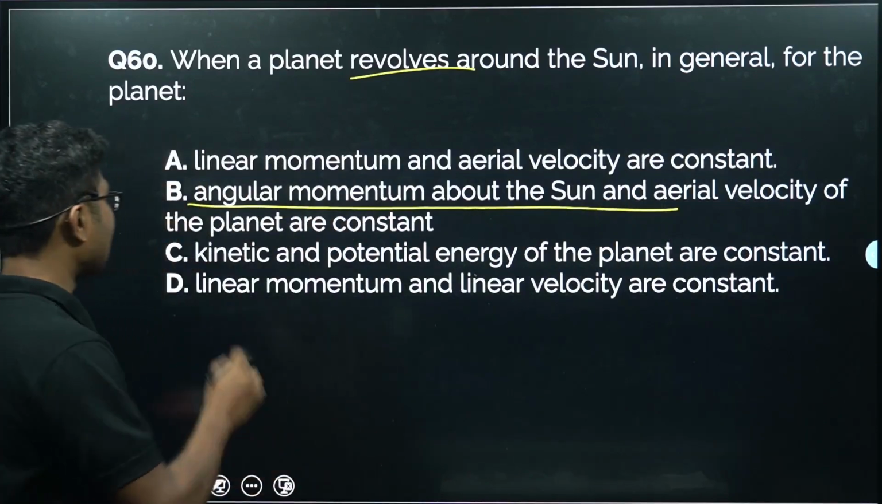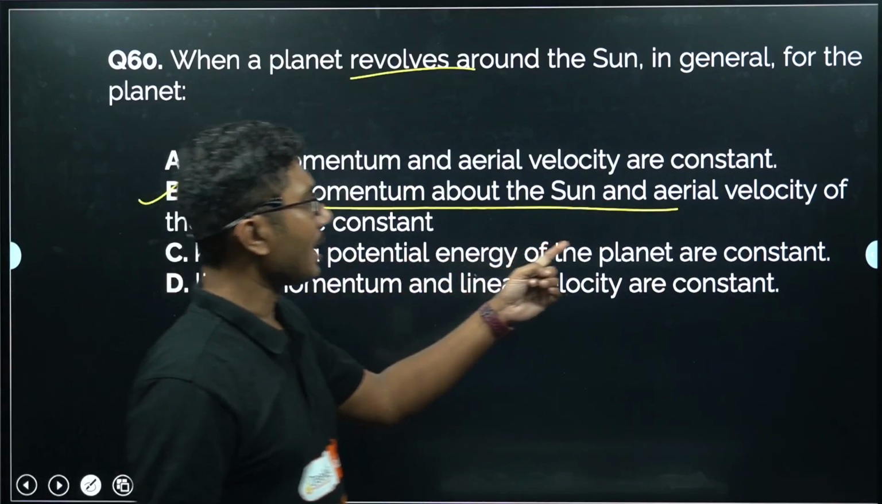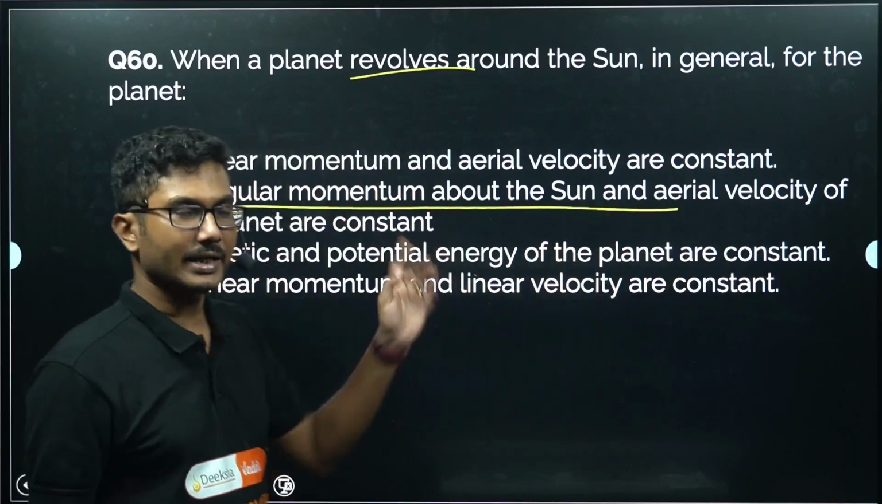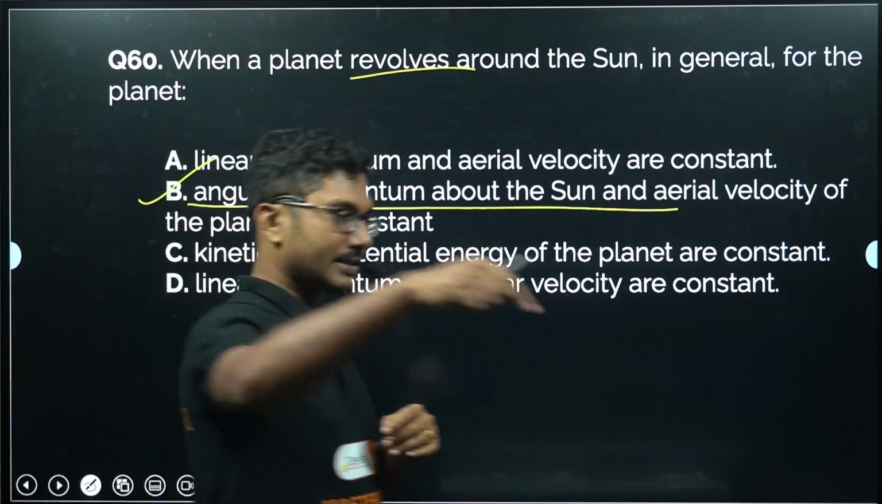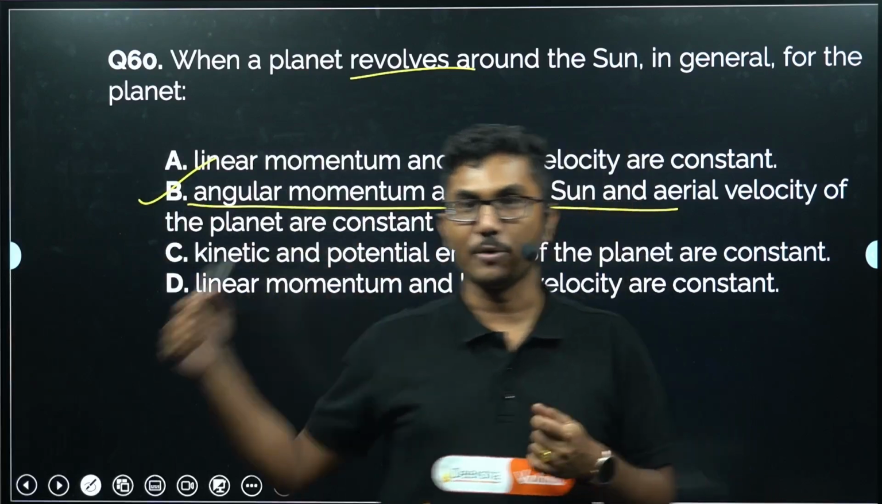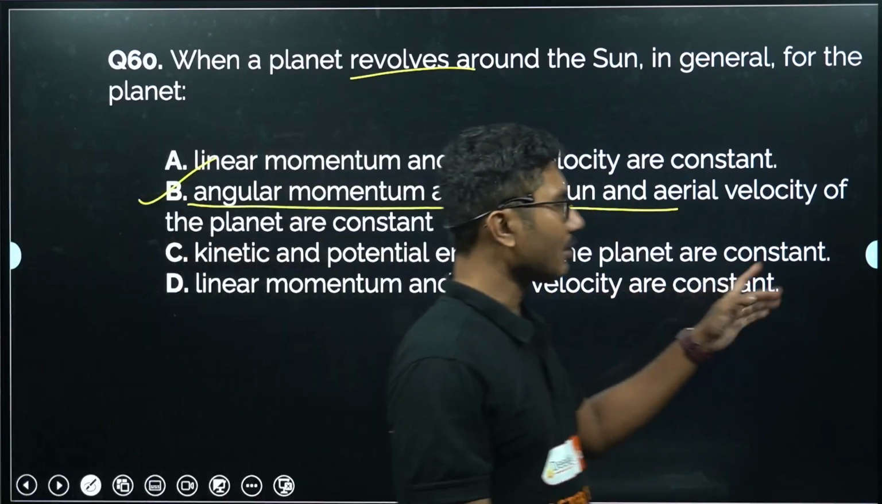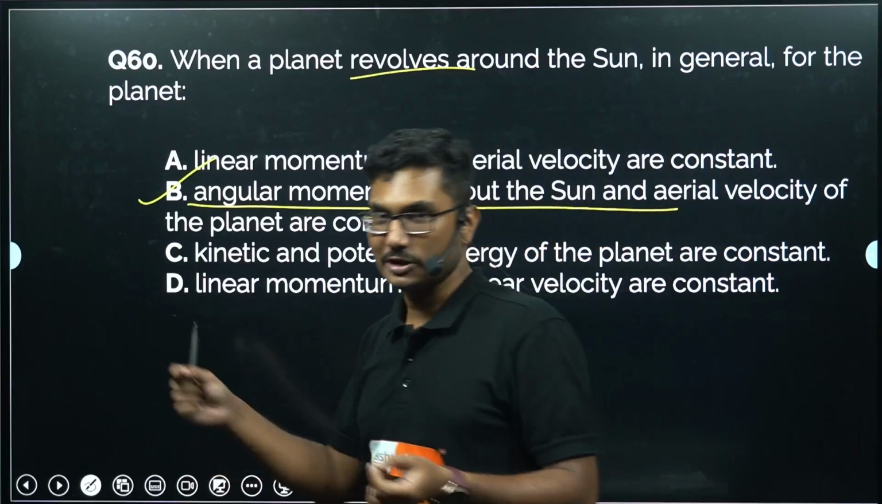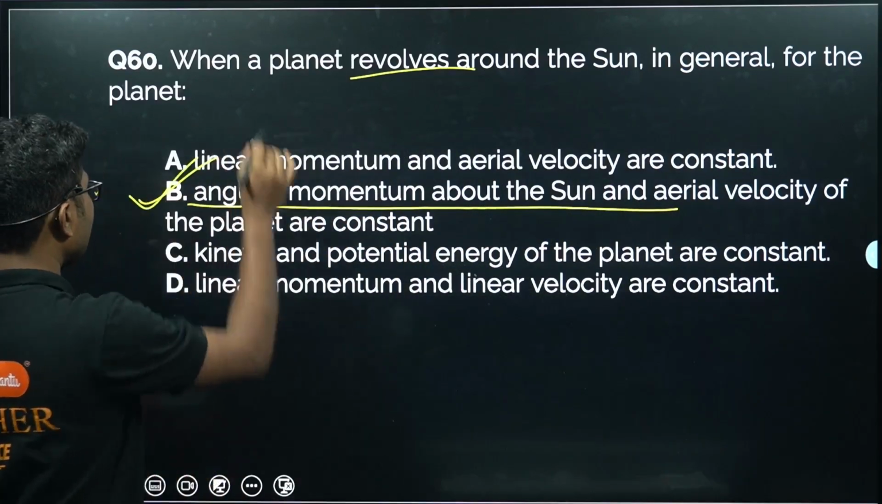So basically this is the correct answer. You can check the other options as well. Kinetic and potential energy of the planet are constant. It is not constant. Kinetic energy and potential energy are interchanging. We know that at some point the kinetic energy is maximum, at some point the potential energy is maximum. Linear momentum and the linear velocity are constant. Linear velocity is obviously not constant. It is changing at each and every point, right? So the only correct option is option B.